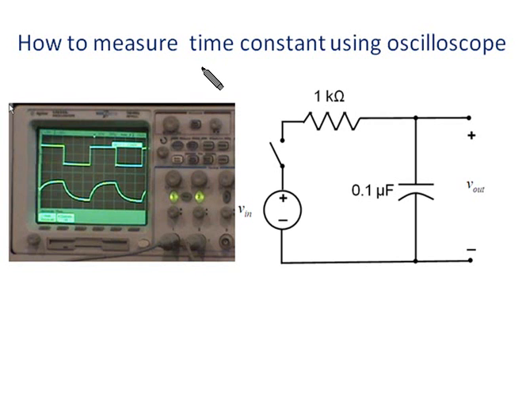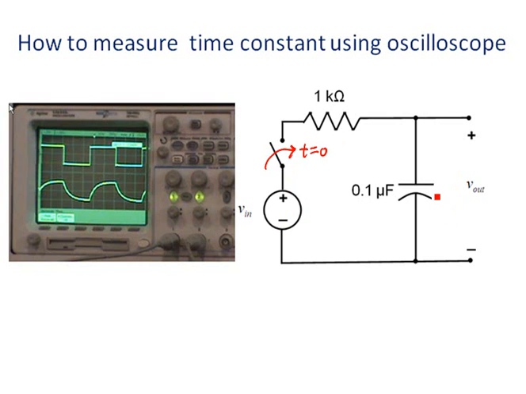In this lab tutorial, I will talk about a technique to measure time constant using an oscilloscope. Let's look at a simple RC circuit. At time 0, the switch is closed. So the circuit is connected with the DC power supply.